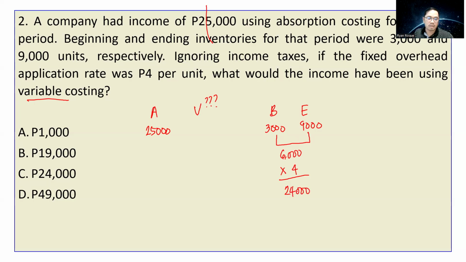The question is, are we going to add or deduct from the 25,000? So what do we do with the 24,000 difference? Remember, B is less than E. So therefore, the sign is different from that of the P and S. P is greater than S, so that would mean that A is greater than V. If that's the case, the 24,000 should be deducted. So the profit under the variable costing method is 1,000. So the answer is letter A.